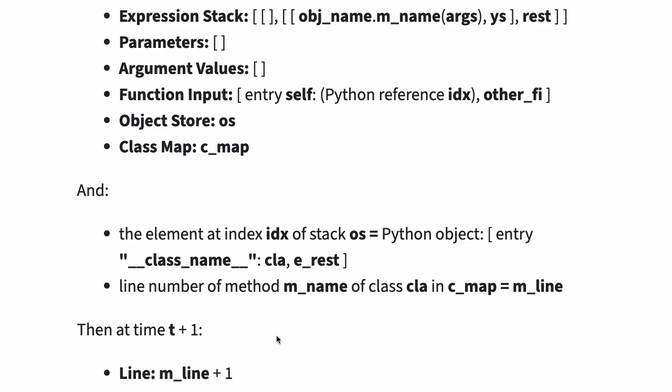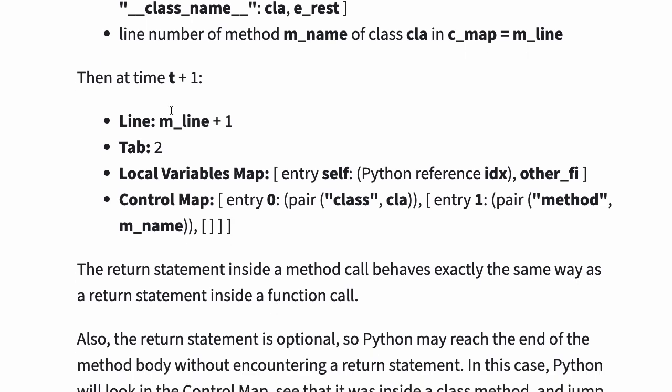Then at time t+1, the line is mLine plus 1, tab is 2, the local variables map is the same as the function input map. The control map contains two entries, 0 and the pair class CLA, and 1 and the pair method and mName.